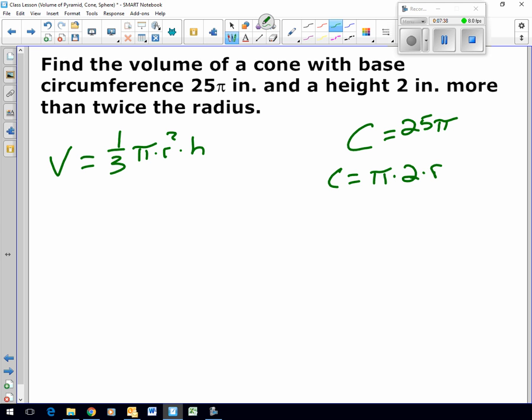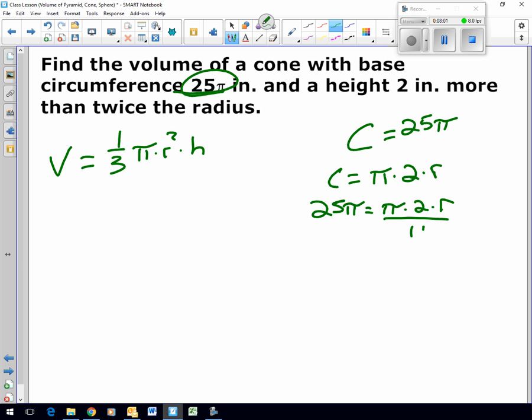Look on your formula sheet. If you doubt me, it's on the left-hand side. It says circumference. It says 2 pi r, or pi times 2 times r, okay? Or pi times diameter. You with me? Check it out. I substitute 25 pi for C.